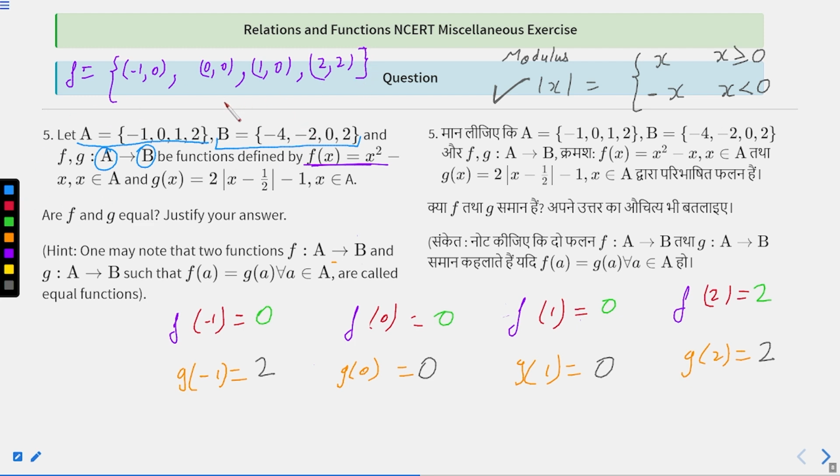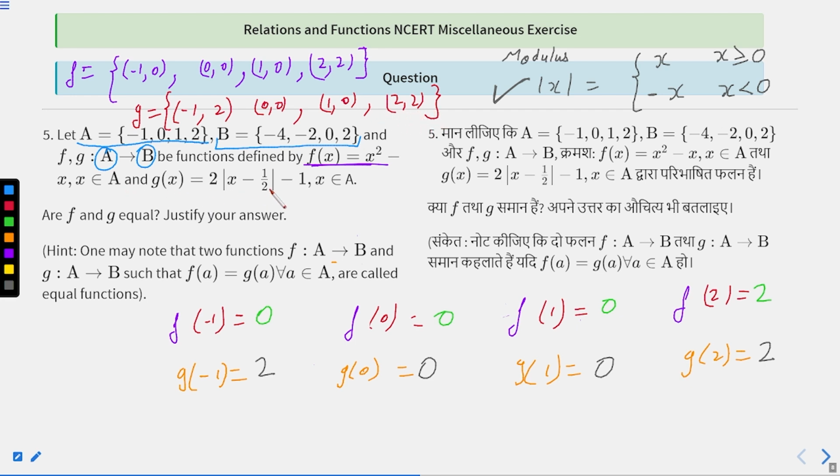Now for G, okay. So for G, if you put G at -1, so G for -1 is equal to... okay, -1 to... okay, 0 0, okay, 1 0, okay, and 2 2. These are the pairs indeed.